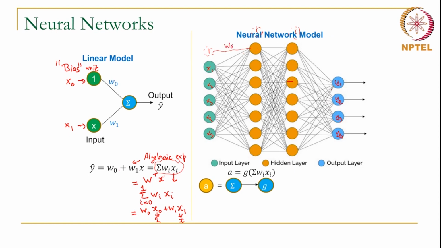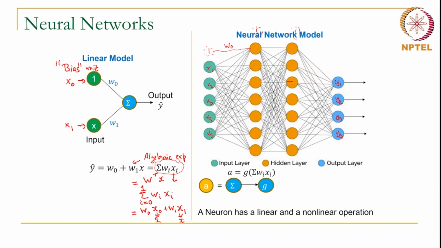Now, how do we notate? Here it is easy to call W0, W1. What sort of notation will we use here? We will see that a little bit later in this lecture. So the purpose of this lecture is to introduce you to the notation for neural networks, as well as give you a simple handwritten example of how to go from an input to an output in a simple neural network. So remember this, every neuron has a linear and a non-linear operation.